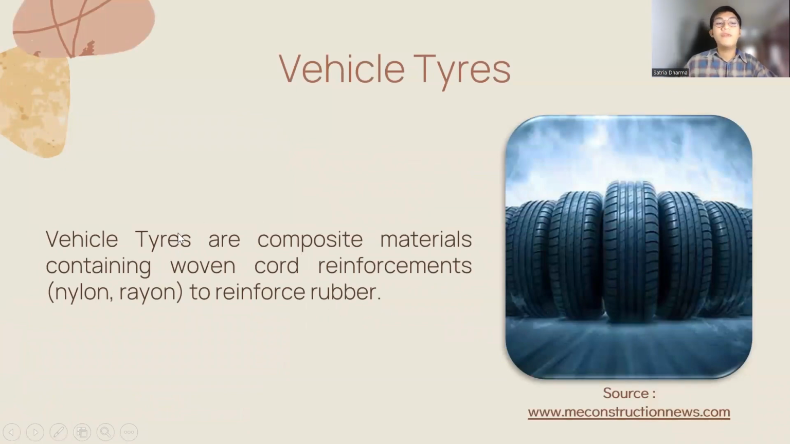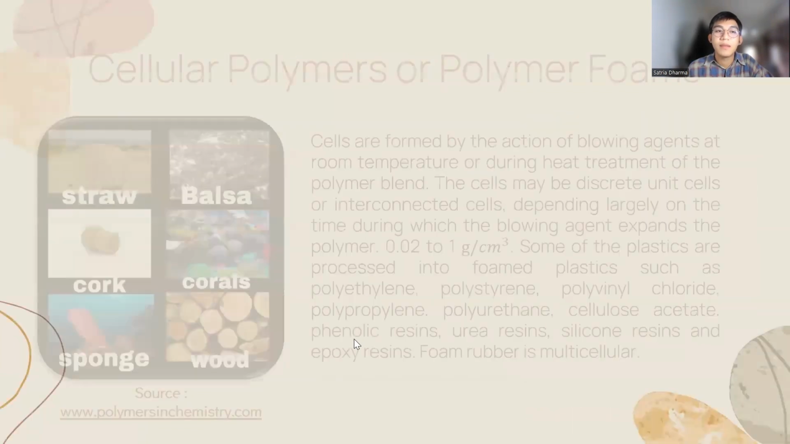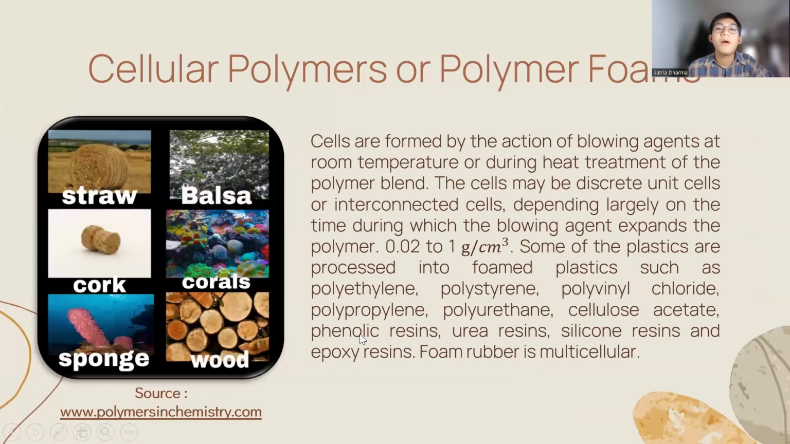Vehicle tires. Vehicle tires are composite materials containing woven cord reinforcement such as nylon and rayon to reinforce rubber. Cellular polymers or polymer foam cells are formed by the action of blowing agents at room temperature or during heat treatment of the polymer blend. The cell may be discrete, unit cell, or interconnected cell, depending largely on the time during which the blowing agent expands the polymer.